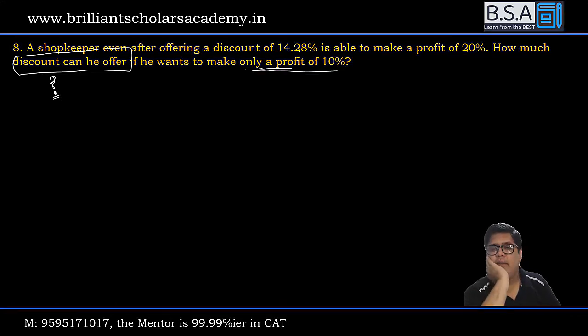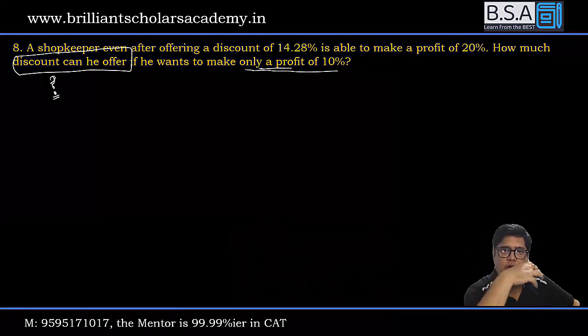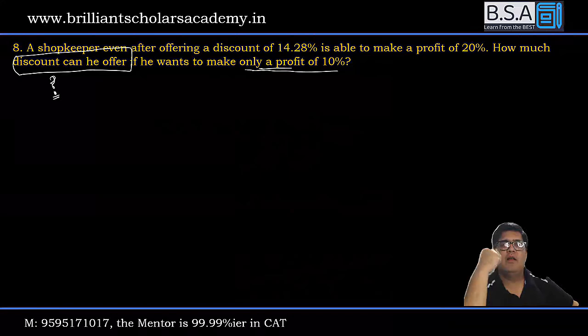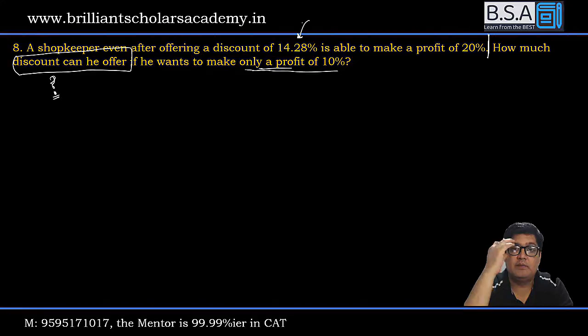How much discount can be offered if the shopkeeper wants only 10% profit? I can show you the solution of all of these questions through assumptions. But assumptions usually create problems when you have decimal like these. The first part is same. How much discount can he offer if he wishes to make only 10% profit?